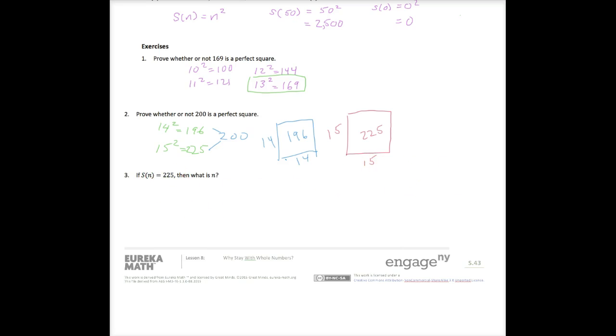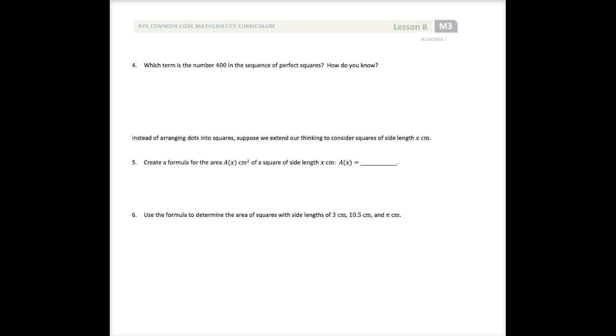It says, if Sn is 225, then what is n? Well, I think we can see that we're looking right at the answer. 225 is 15 squared, so n is 15. This is student page 44. Which term is the number 400 in the sequence of perfect squares? How do you know? Well, I'm hoping that most of you can see that 400 is the same as 20 times 20, and that tells us that it is the 20th term.